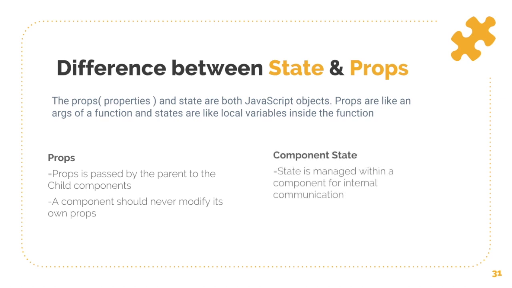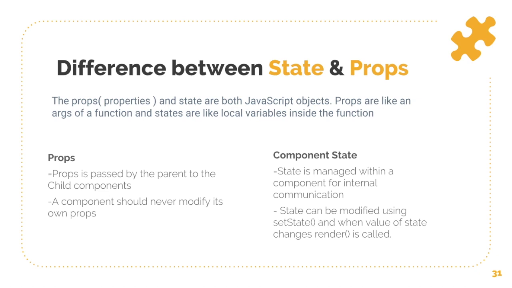State is managed within a component for internal communication. Like I said, state is like a private property for a component. If you want to pass it to the child component, you need to pass it as props. And state can be modified using setState, and then when the value of state changes, the render method is called. So every time the state changes, render is called.